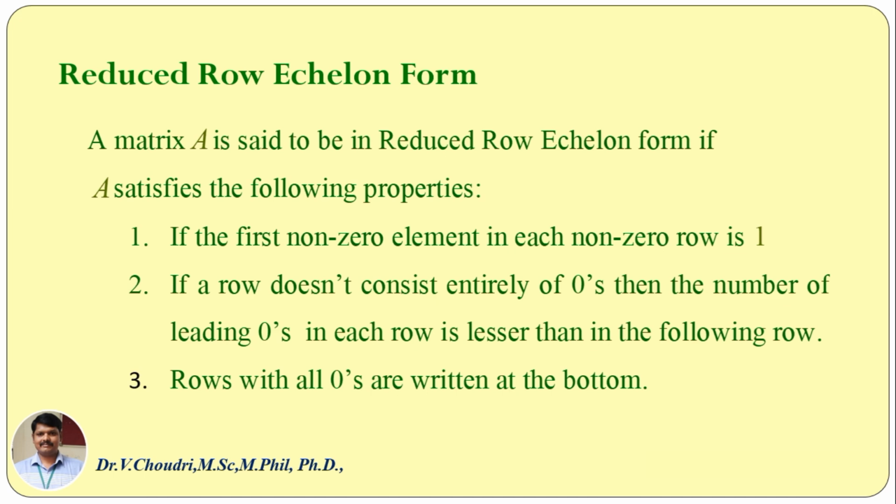A matrix A is said to be in reduced row echelon form if A satisfies the following properties. If the first non-zero element in each non-zero row is 1. If a row does not consist entirely of zeros, then the number of leading zeros in each row is less than in the following row. If the rows have all zeros, they should be written at the bottom. In row echelon form alone, in place of 1 in the non-zero row, there may be another constant also. One or another number is also possible.